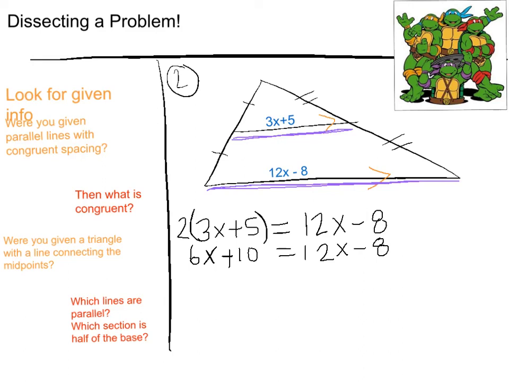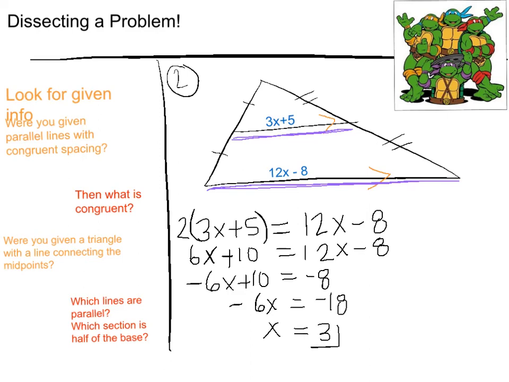Now to solve this, I would subtract 12x from both sides to get negative 6x plus 10 equals negative 8. I would subtract 10 from both sides to get negative 6x equals negative 18. And then I would divide by negative 6 on both sides to get x equals positive 3. And that's how I would solve for x.